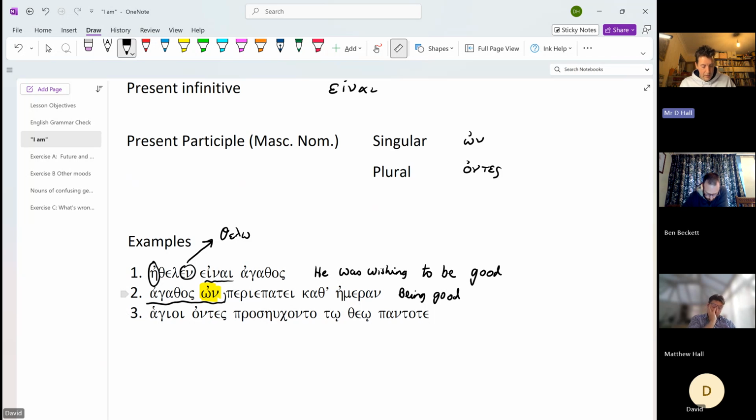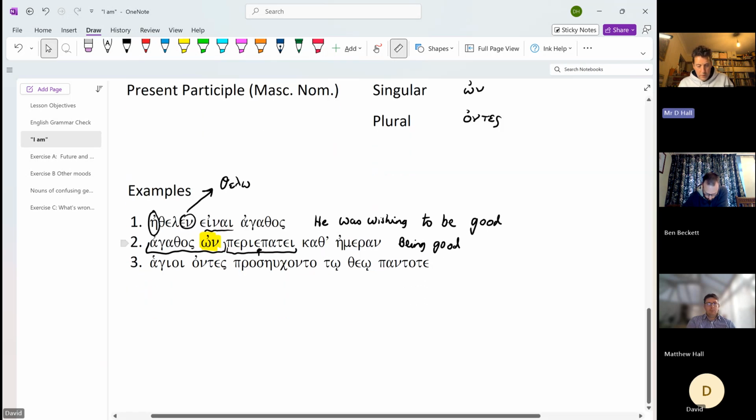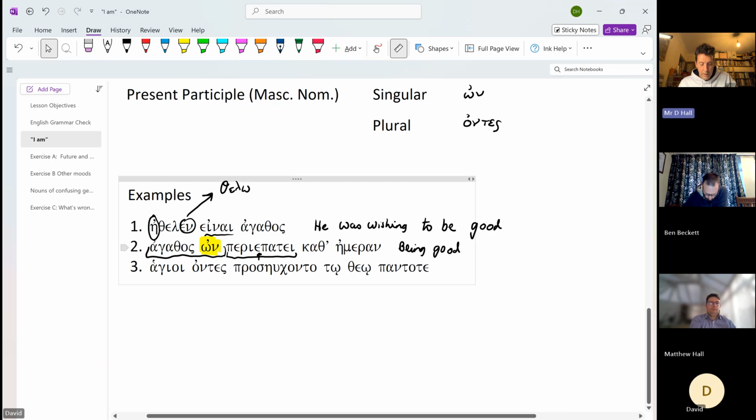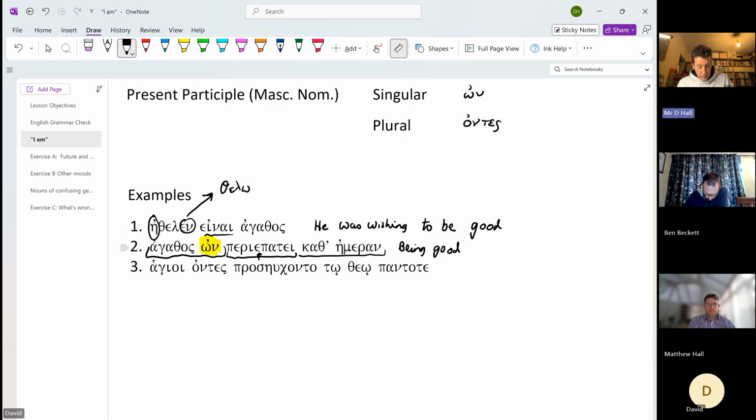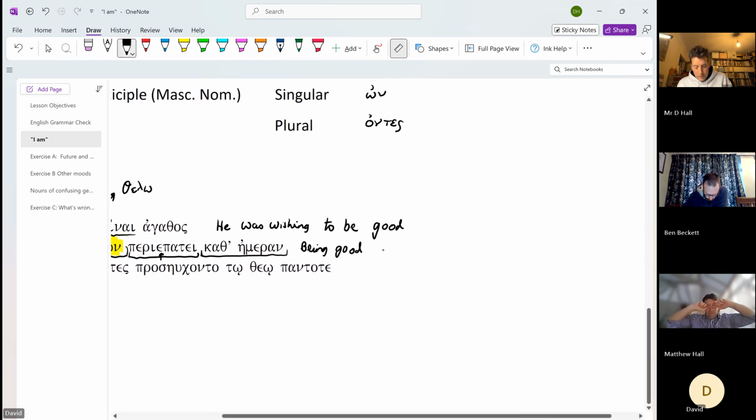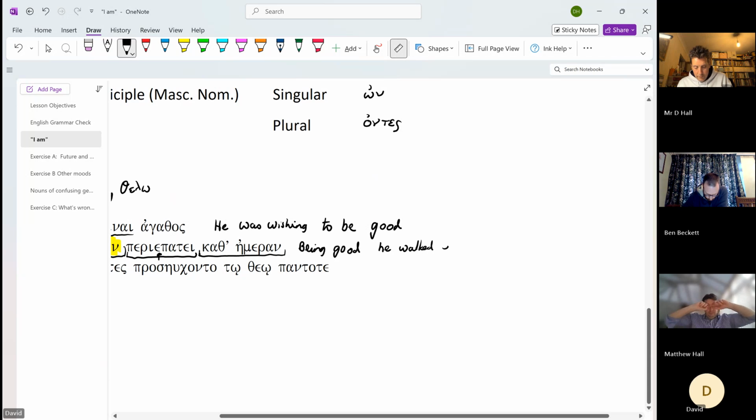Which is this part of it. And then peripate is he walked. We've got the epsilon added in here. So peripate, kathemiran. Now, I'm not sure if we touched on this, so this is to do with walking, and this is just an expression that can mean every day. It's just one of those little Greek expressions. Hemera is day, and then if you put kath hemeran, then every day. So being good, he walked every day.